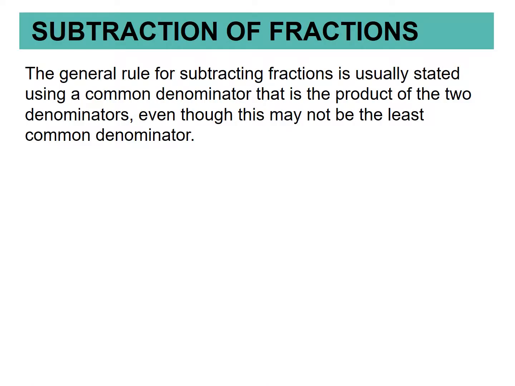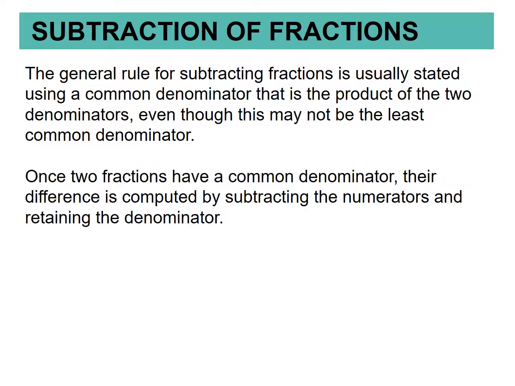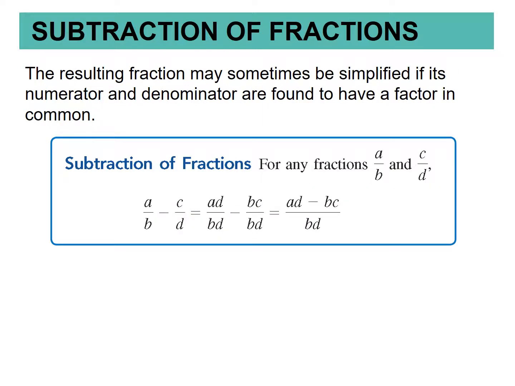Okay, so we have a general rule for subtracting fractions, because you don't have to get the least common denominator, just get a common denominator. It just makes your work easier if you get the least common denominator. So it looks just like our multiplication rule. I'm going to multiply here by d over d, which is 1. Multiply here by b over b. So now they both have bd in the bottom. AD minus BC, and they keep the same denominator.